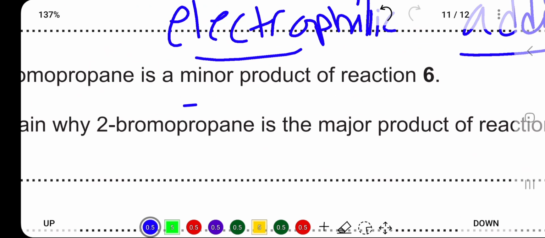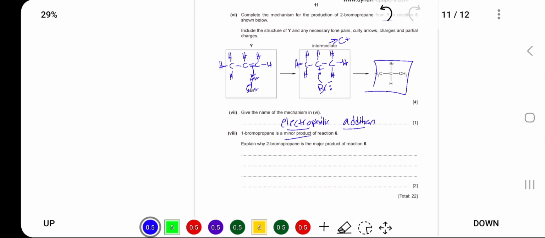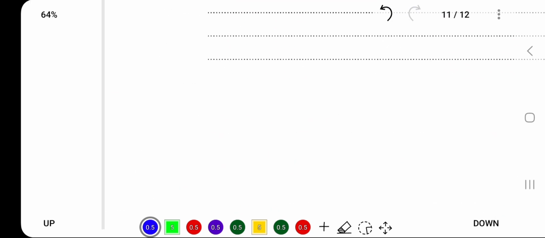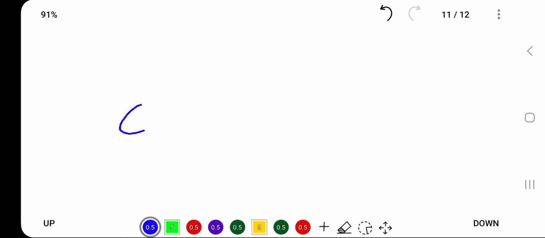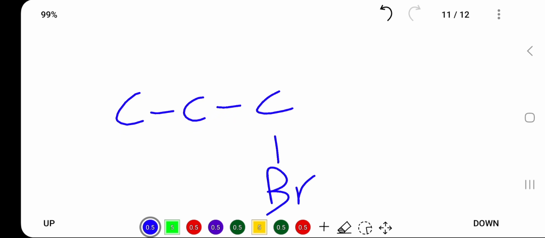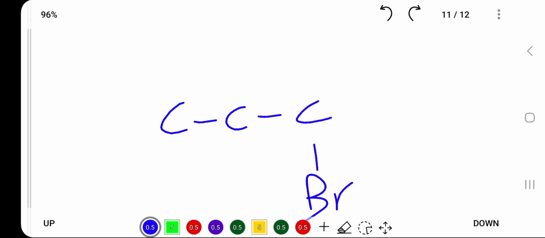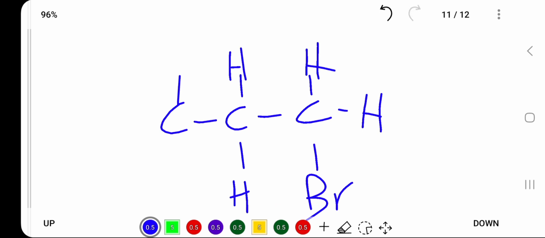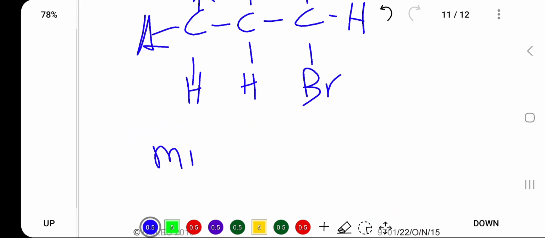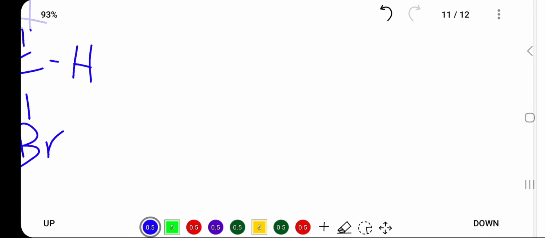1-bromopropane is a minor product of reaction 6. Why 2-bromopropane? Okay, the difference is that in 1-bromopropane, the bromo is bonded to the first carbon, right? Let's complete this so you won't get confused. It's okay. This is the minor product, as they said. Why, we'll be explaining. Okay?